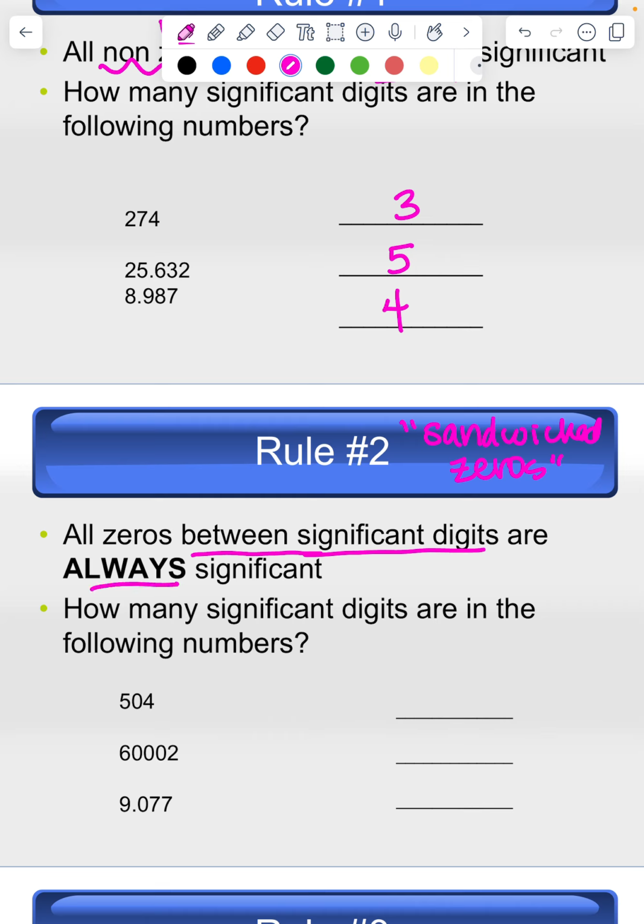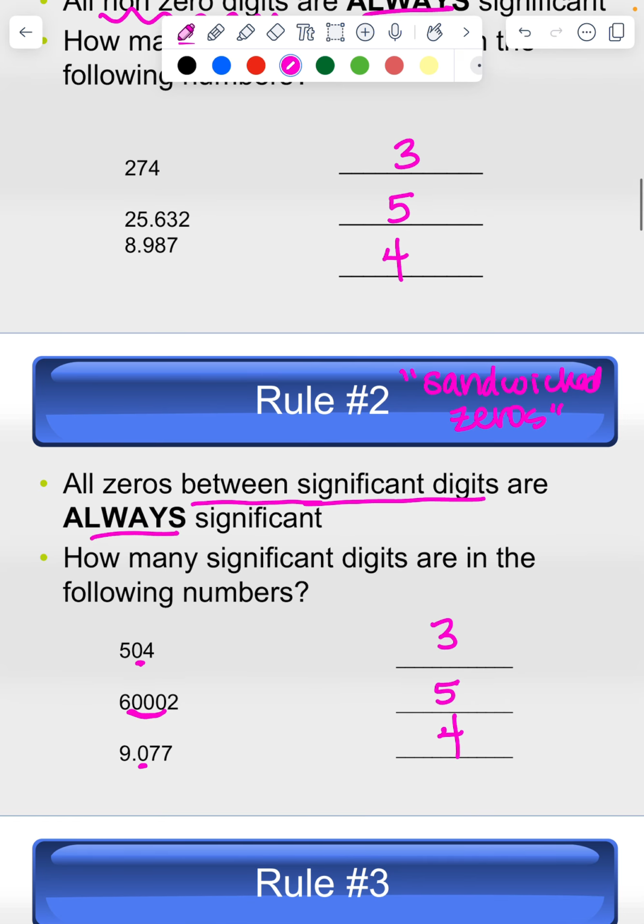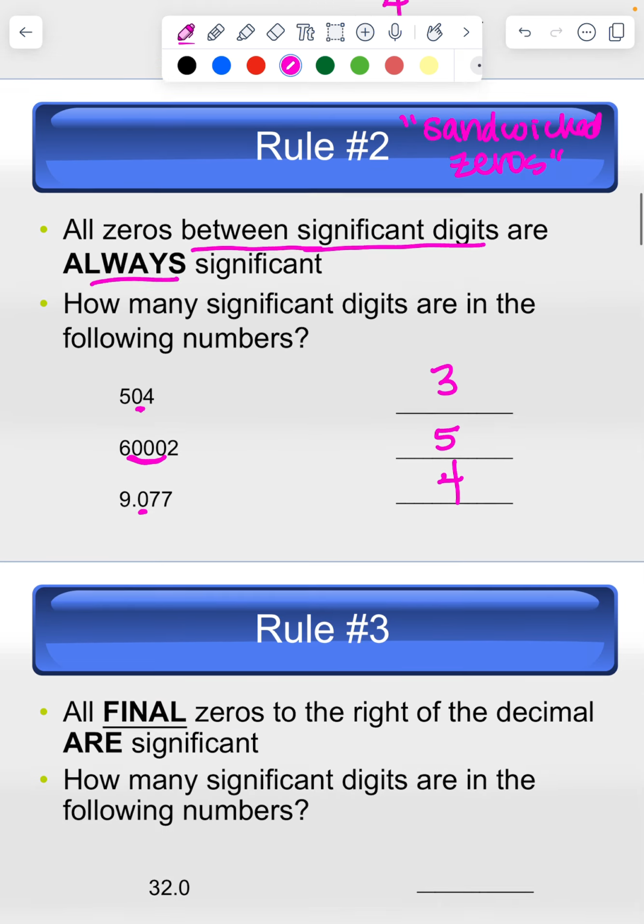So we have 504. That 0 is sandwiched between two other non-zero numbers, so it is significant. So we have 3. In 60,002, all 3 of these zeros are sandwiched, which makes them significant. So that gives us 5 sig figs. In this one, the 0 is sandwiched between that 9 and 7, which makes it significant, so we have 4 sig figs. That one's usually an easier rule too. So that's our first rule for 0: sandwiched zeros are always significant.